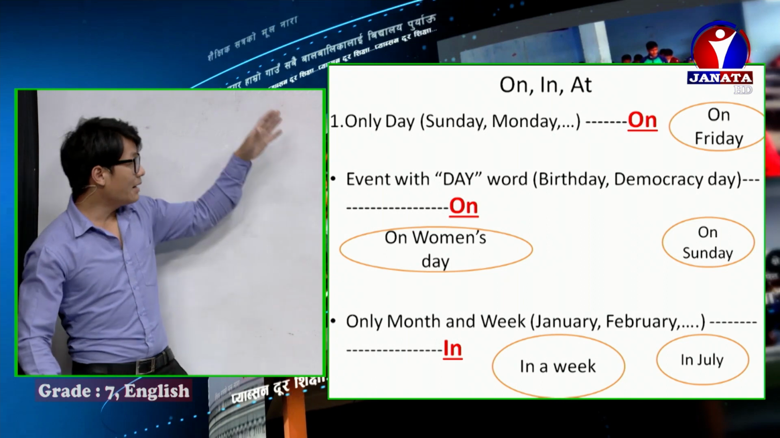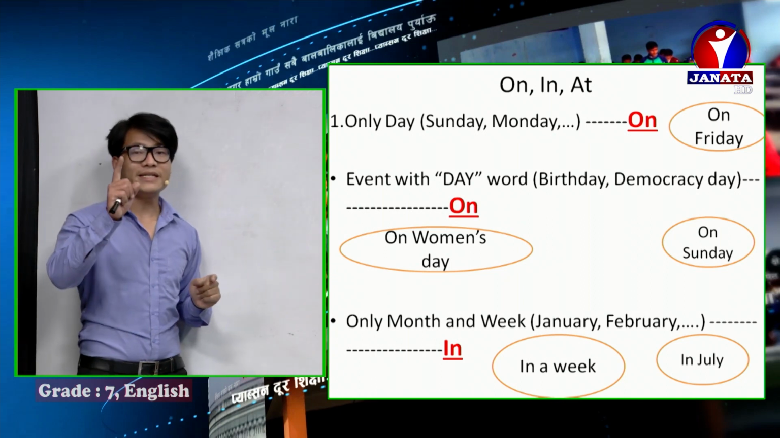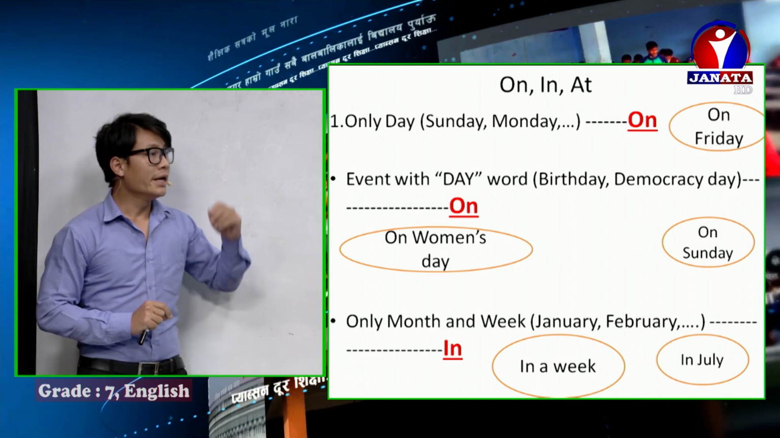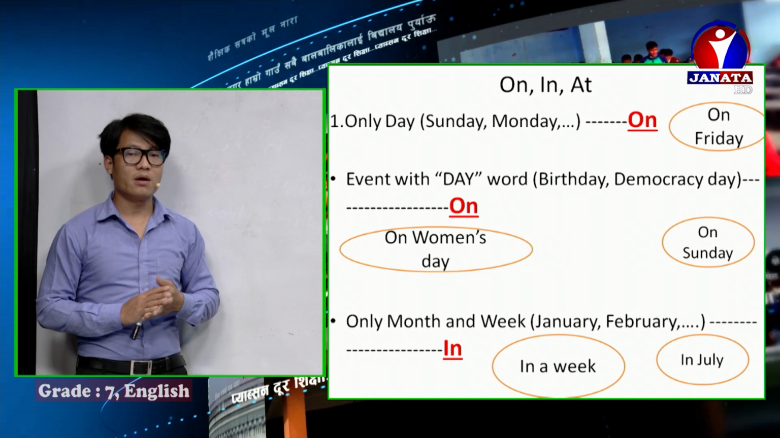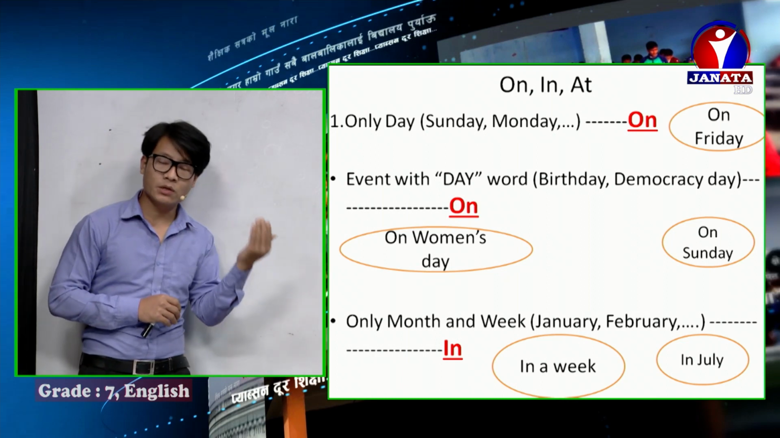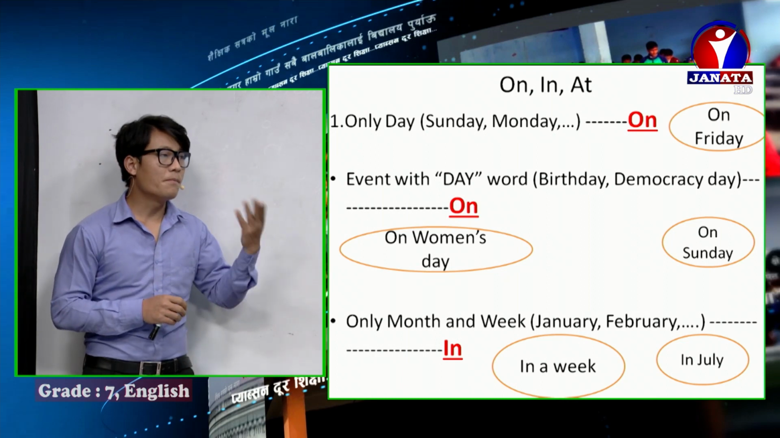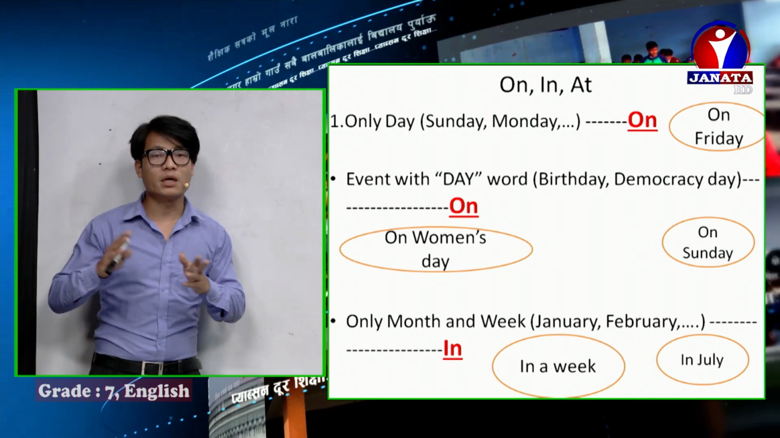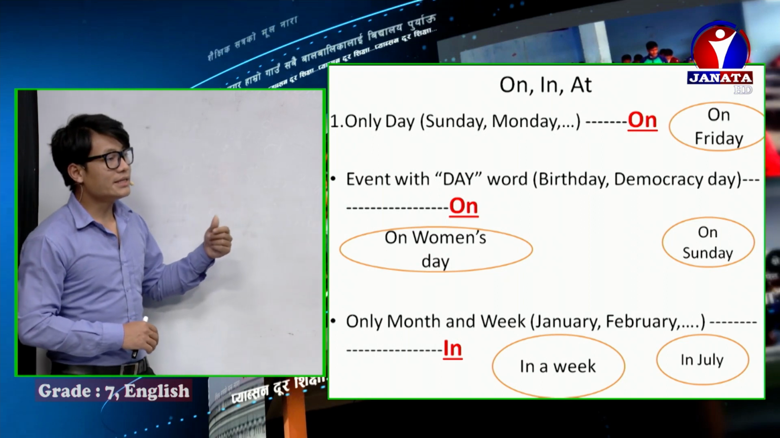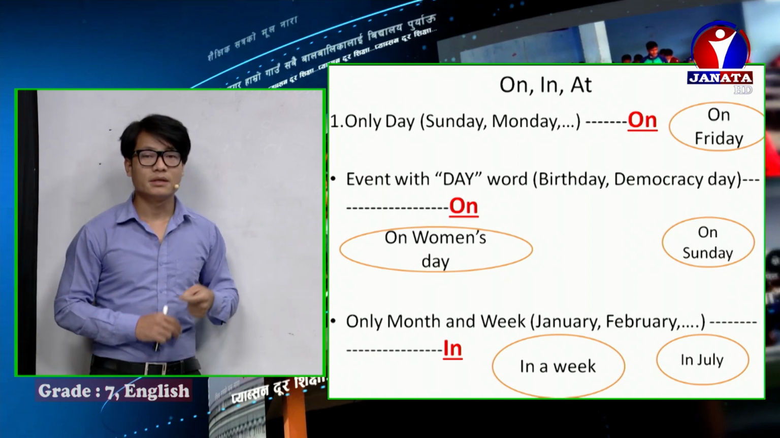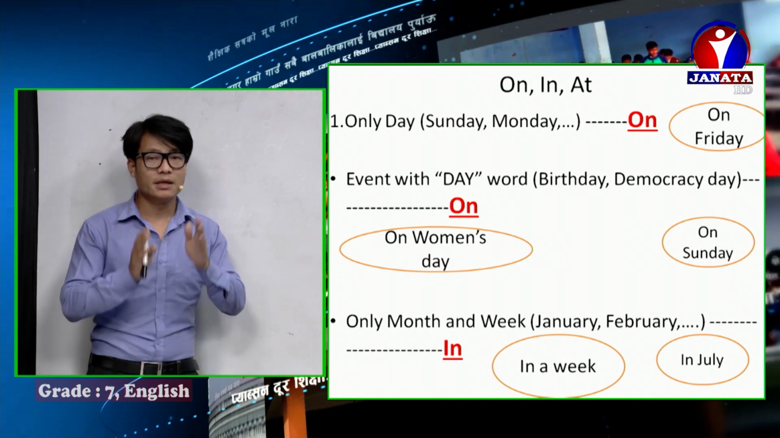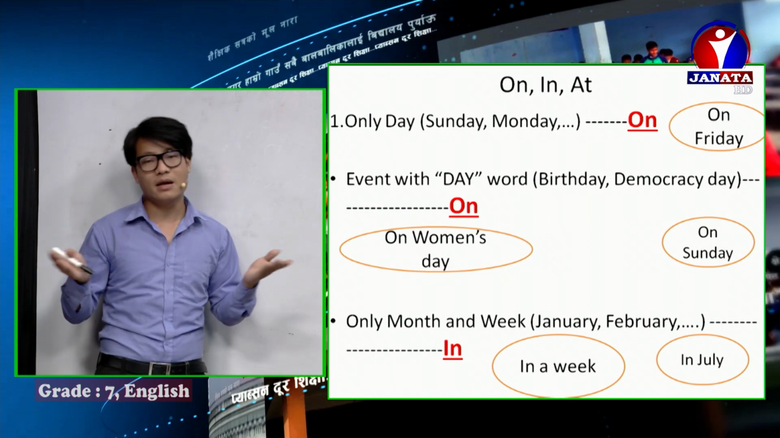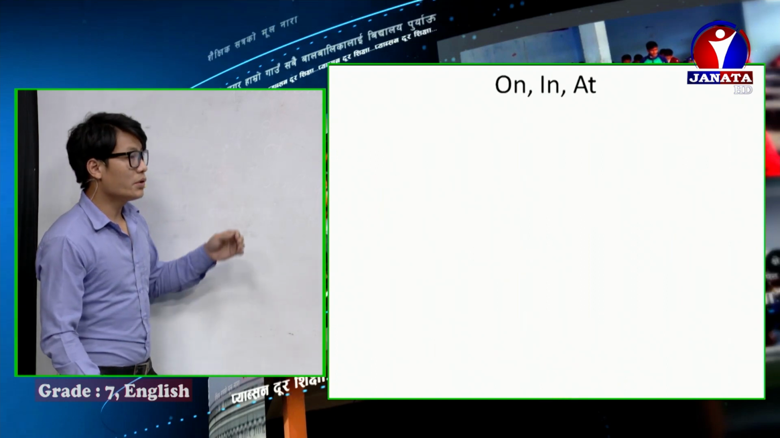Let me brief this. If there is only a day, Sunday, Monday, Tuesday, then we use the preposition "on". If there is an event with a day word, like Democracy Day, Independence Day, or birthday, or Martyrs Day, or Women's Day, we use "on". Next, if there is just a month, then we use "in", like in January, in February, in July, in December, like this.